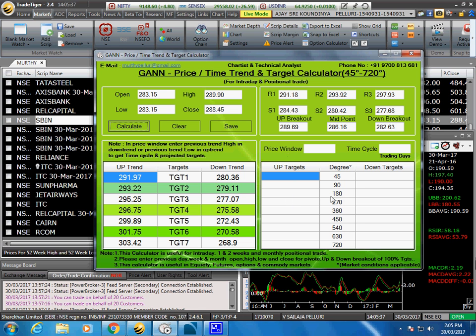This part can be used only for long term trades, that is positional trades, not for intraday. For intraday this is not useful. Now we are talking about SBI and intraday. I have entered these levels and told you, and now we will check the levels. This is about the intraday.